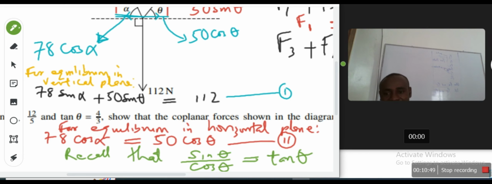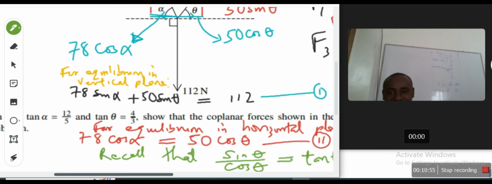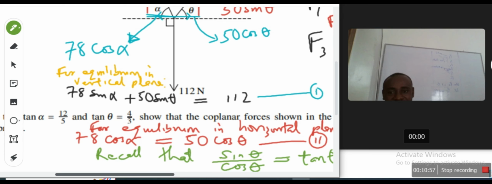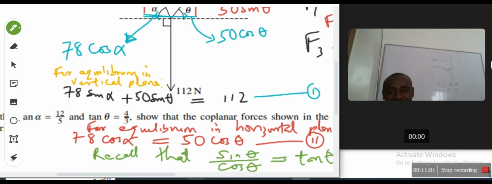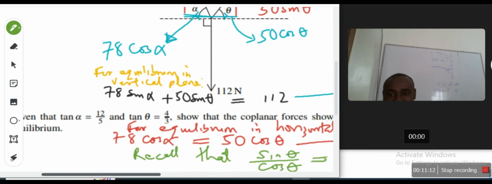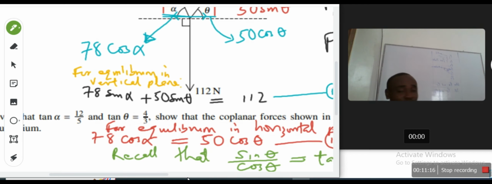Alright, what is said? Oh, they gave us tan. Oh, you see, I think it is necessary. What I'm saying may still be necessary in this question. Or you don't think we need it? Okay, they gave us tan, so you can find cos. That is if you want to use Pythagoras theorem. Okay, what do you want to do?